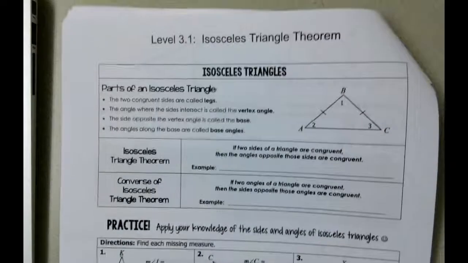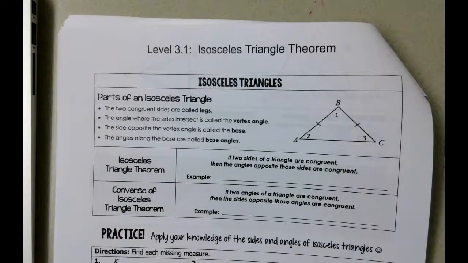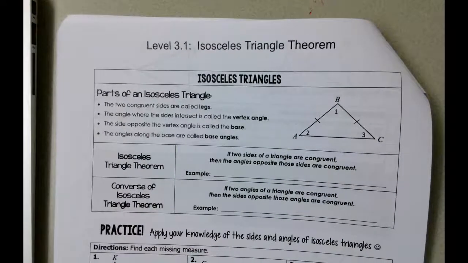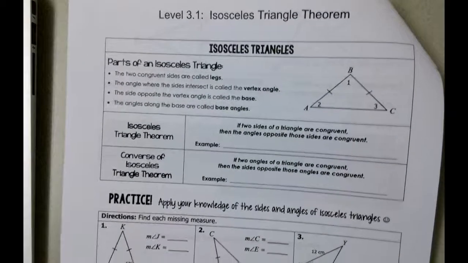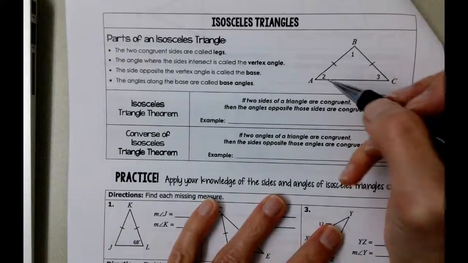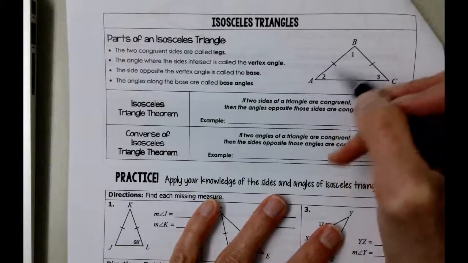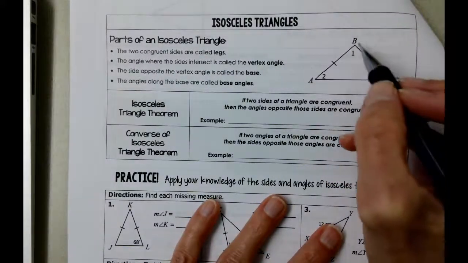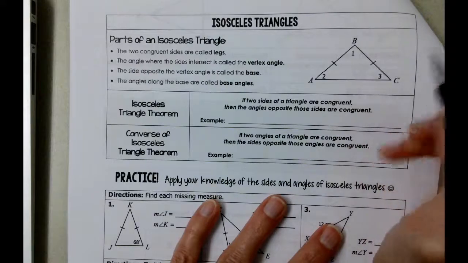Let's take a look at level 3.1, the Isosceles triangle theorem. And as we look just down below our title here, we see parts of an isosceles triangle. The first bullet point here is that the two congruent sides are called legs. So side AB and side BC are legs.